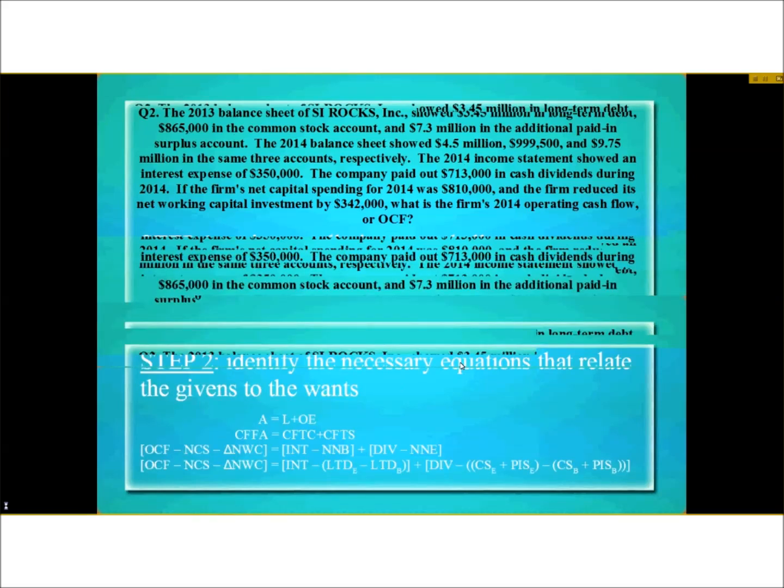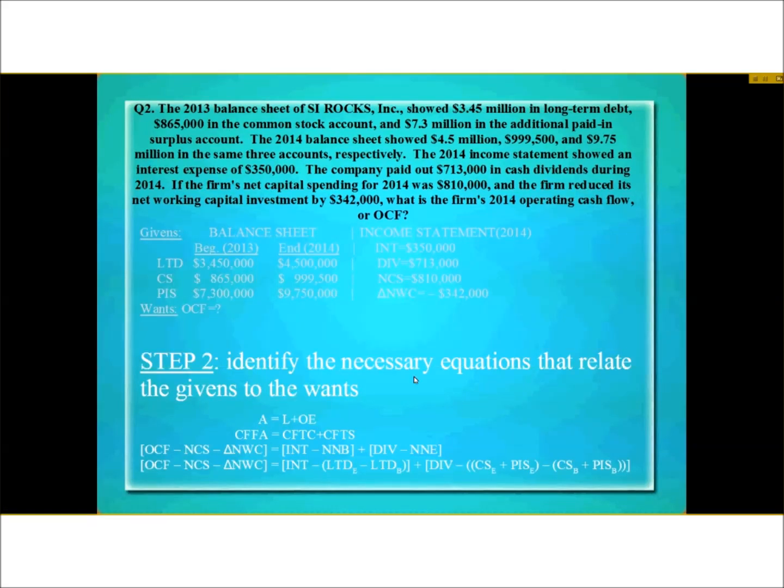Step 2, just like in question number 1, we identify the necessary equations that relate the givens to the wants. So in this case, we're going to use the ALOE equation again. Assets equals liabilities plus owner's equity, but we're going to relate it a little differently. Because in finance we're talking about cash flows, cash flow from assets is equal to cash flow to creditors.